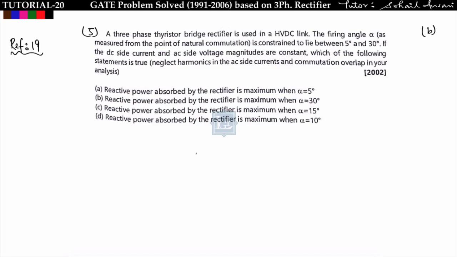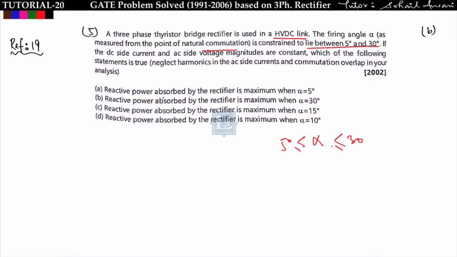A three-phase thyristor bridge rectifier used for HVDC link. The firing angle alpha is measured from the point of natural commutation that we have discussed, and it lies between 5 to 30 degrees. If the DC side current and AC side voltage magnitude are constant, which of the following statements is true?